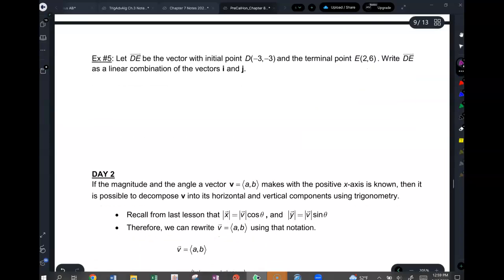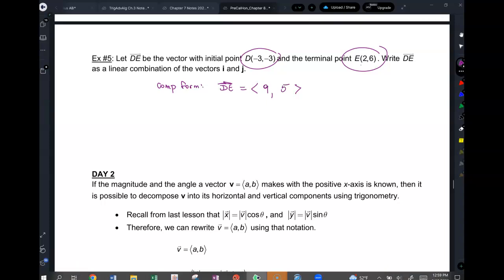Okay, so take a look here. Let DE be the vector with initial point D, terminal point E. Write this as a linear combination of the vectors i and j. So in component form, DE is what? 6 minus negative 3, 9. 2 minus negative 3, 5.